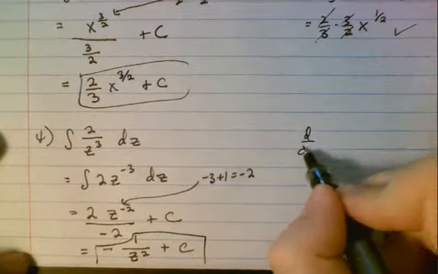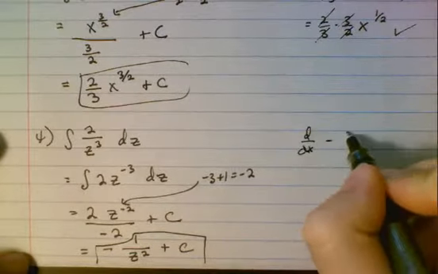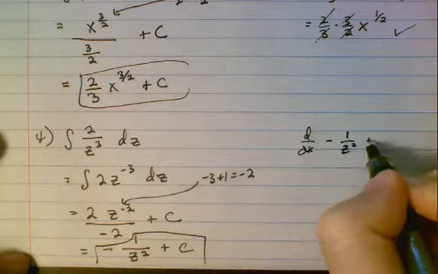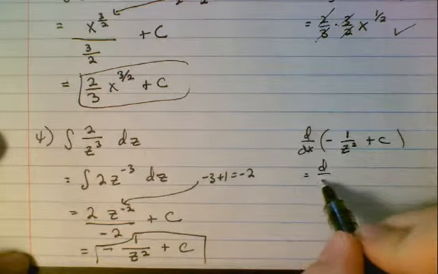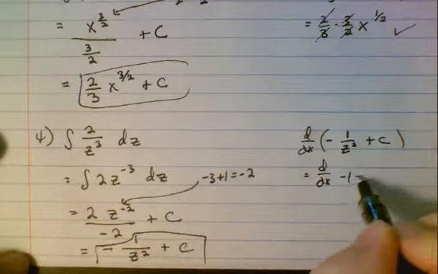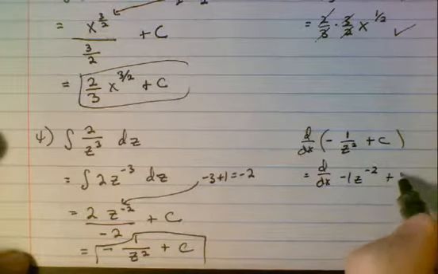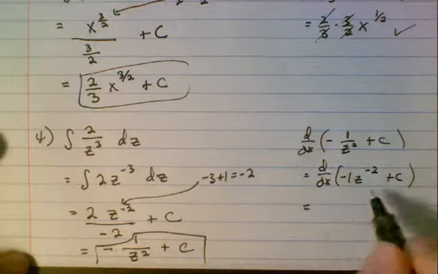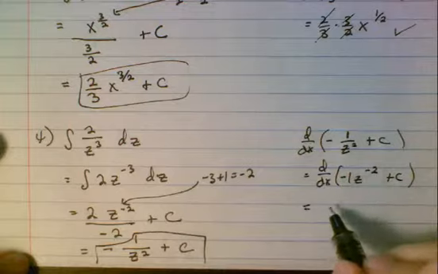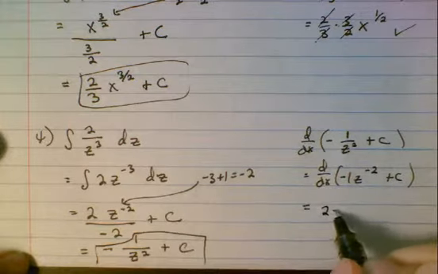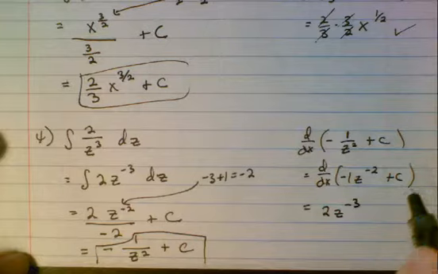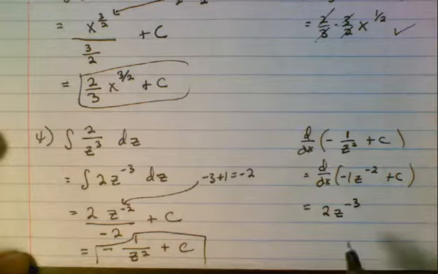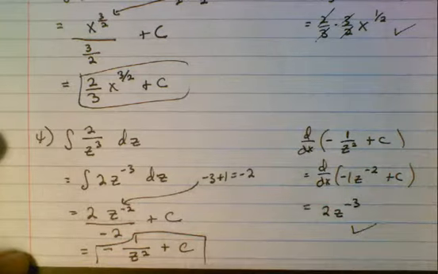When we take the derivative to check our work, this is the same as taking the derivative of negative 1z to the negative 2. And when we do that, we bring down that negative 2. Negative 2 times negative 1 is positive 2. Subtract 1 from the exponent, that's negative 3. Derivative of c is 0. And that's the same thing we had over here.